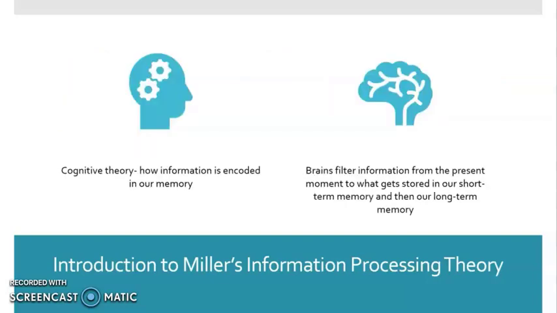The cognitive theory focuses on how information is encoded in our memory. It describes how the brain filters out information from what we are paying attention to in the present moment to what gets stored in our short-term memory or working memory, and ultimately into our long-term memory.